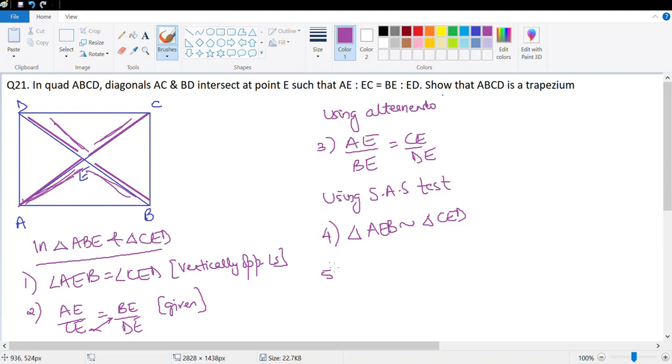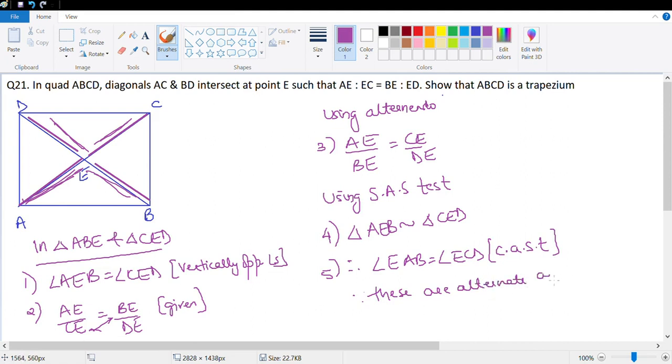What this gives us is, therefore, angle EAB is equal to angle ECD. These are corresponding angles of similar triangles, so they are equal. Since these are alternate angles, therefore AB is parallel to CD. Therefore, quadrilateral ABCD is a trapezium. We've been able to prove that one pair of opposite sides is parallel. That should give us the fact that this is a trapezium. Good, let's look at the next homework question.